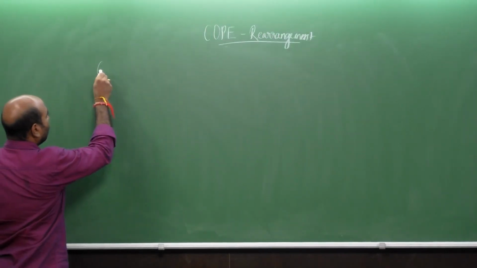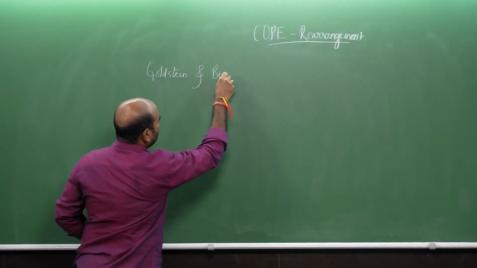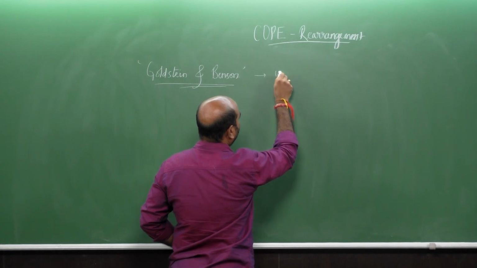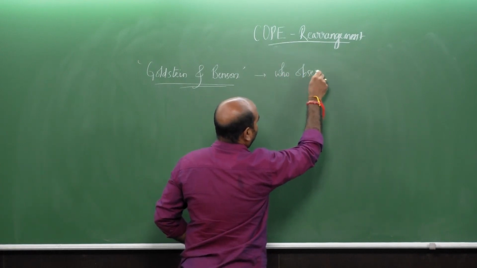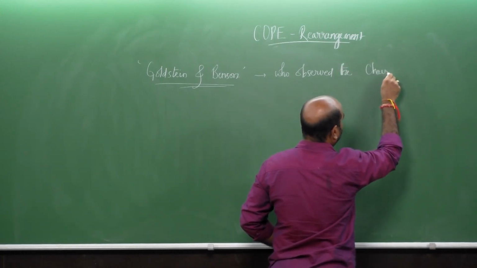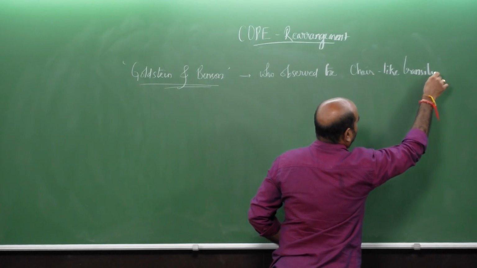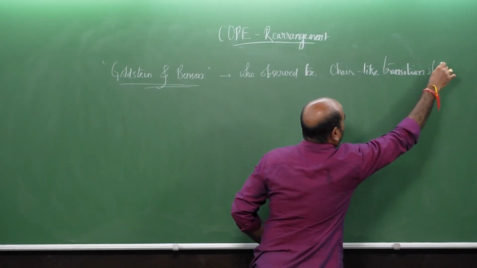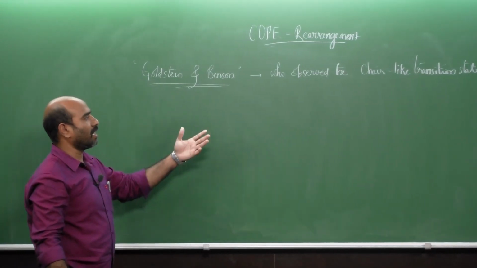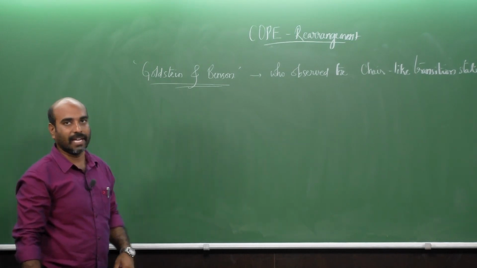So Goldstein and Benson are the two scientists who first observed the chair-like transition state. Okay. So after this, all the Cope rearrangement reactions were understood like it is passing through a cyclic transition state which is in the form of a chair-like structure.